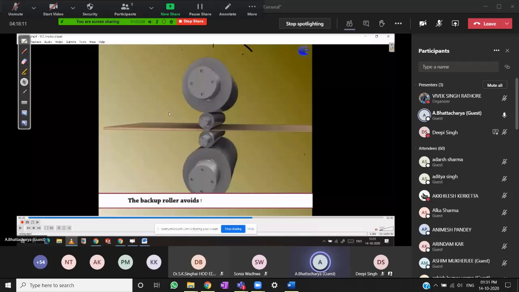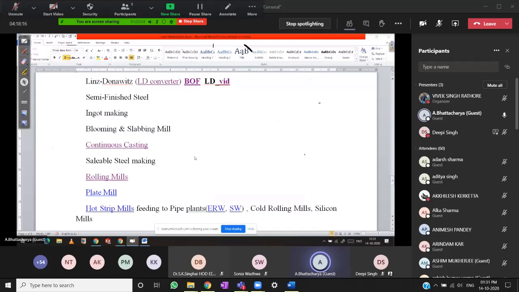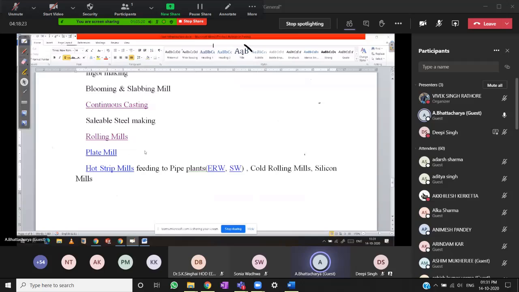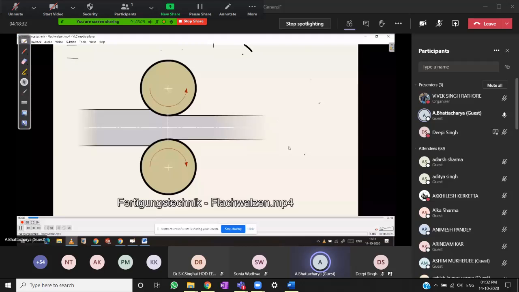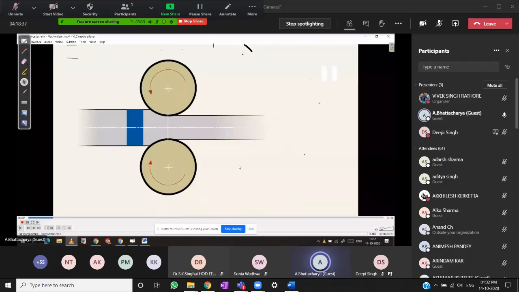Okay, so then another video showing plate. Show you. So this is the basic principle. See here, the width is this much. Now after rolling, it becomes this much. Okay. Incoming material is shorter and outgoing is longer, and thickness goes down. Okay. So this is the basic principle of plate mill.